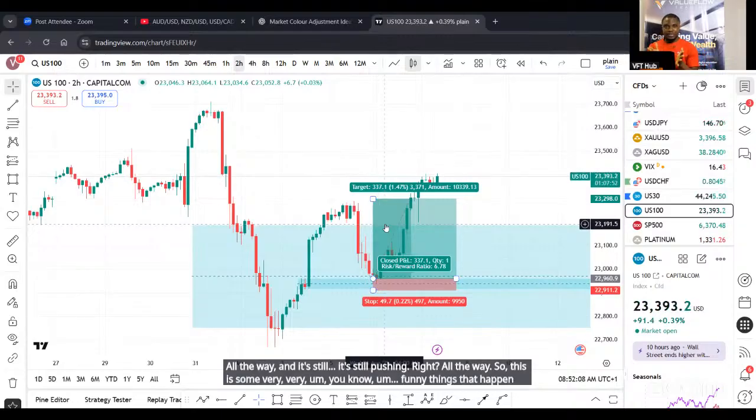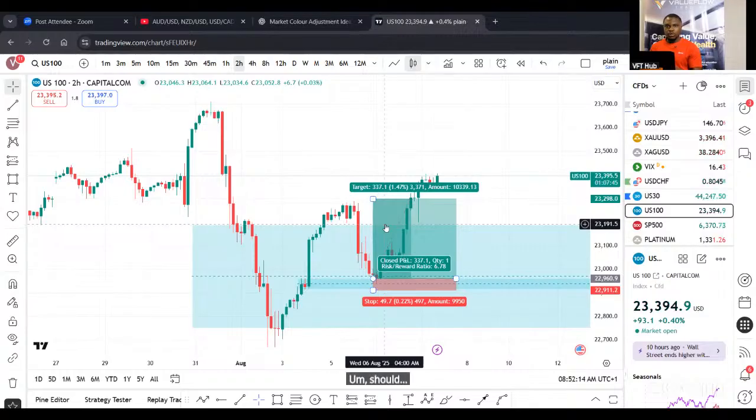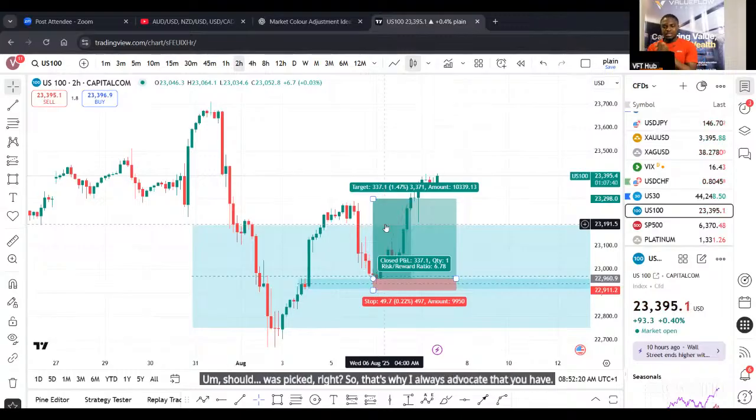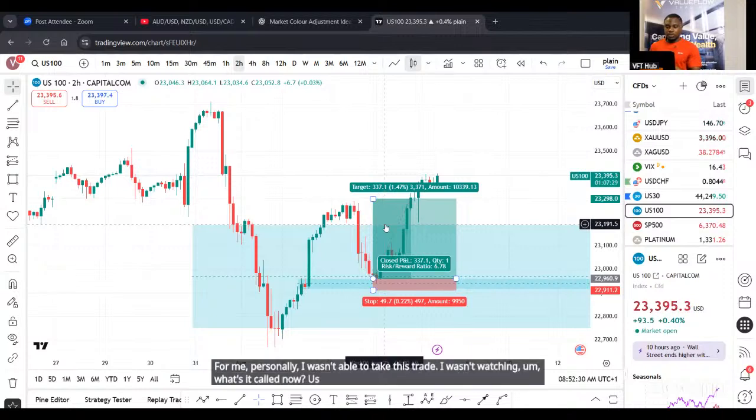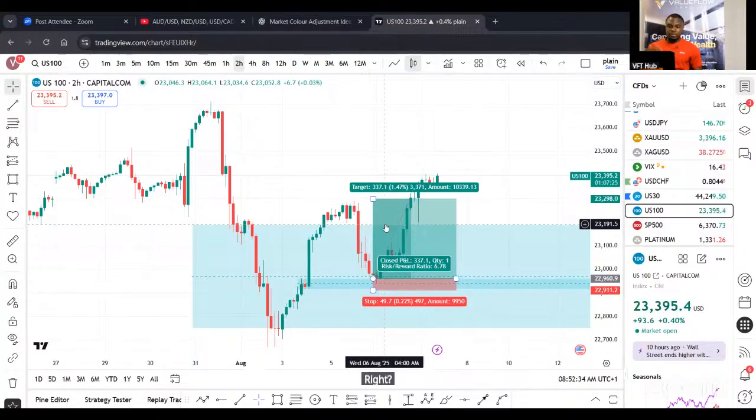We had the perfect setup on US 30, but then US 100 trade was picked, right? So that's why I always advocate that you have 3 of these charts lined up side by side, US 30, US 100, S&P 500, because for me personally, I wasn't able to take this trade. I wasn't watching US 100, as at that point, I was really fixated on US 30, right? And then this passed us by.